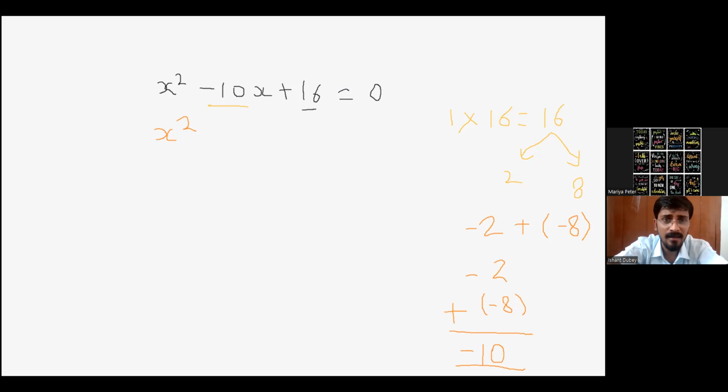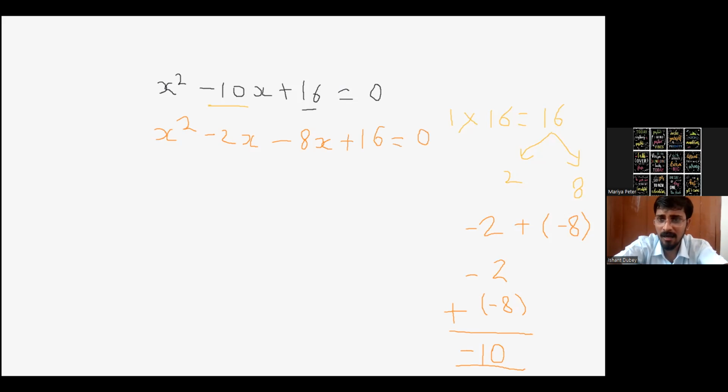So here you can see in this step, minus 10x is there in the equation. So what can I write? I can write minus 2x minus 8x. If I solve this again, I will get minus 10x. Now plus 16 equals 0.